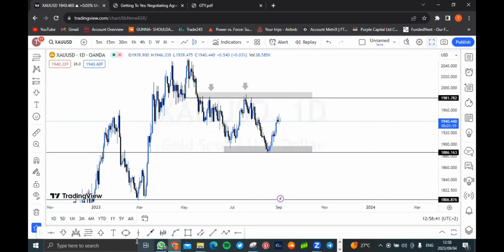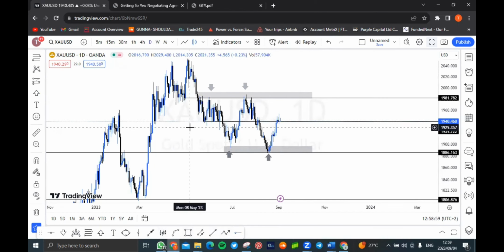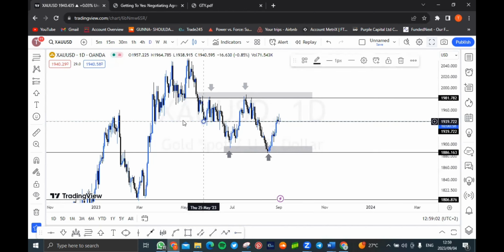We had our support. Now on support we got another touch, right? And we don't know if price is actually going to make it to the top of the range, right? Because there's also another zone, a mini zone here that price actually respects, right? If you want to stretch it, you can.